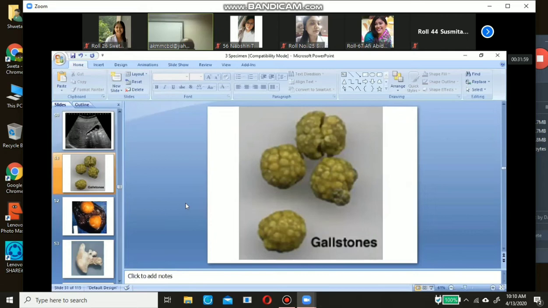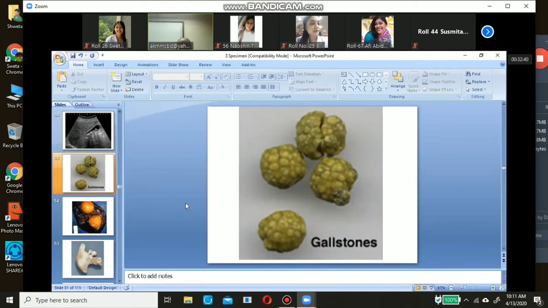Then forget about the ultrasonic image of the gallbladder. Let us come to the specimen. If the specimen is gallbladder, most probably you will get a specimen of empyema gallbladder. You will get a specimen of empyema gallbladder or gallbladder stone, polylithiasis. Rarely you can get the mucocele of the gallbladder.